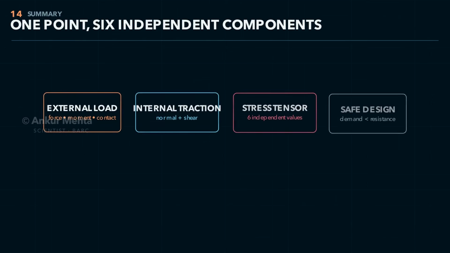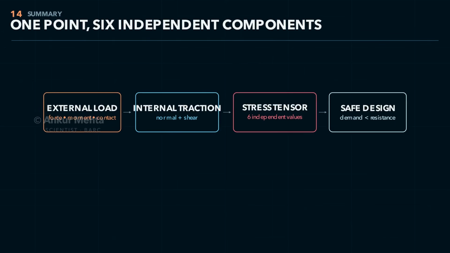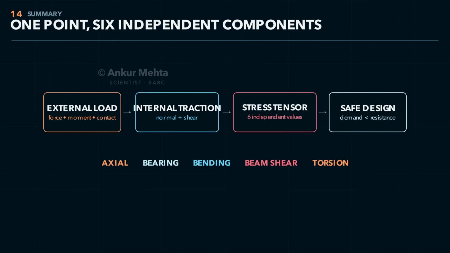We can now resolve the opening puzzle. External loads generate internal tractions across imagined cuts. Each traction separates into normal and shear components. 3 perpendicular planes initially produce 9 tensor entries, but complementary shear equality reduces them to 6 independent values. Axial loading, bearing, bending, transverse shear, and torsion are not separate definitions of stress. They are recognizable patterns within the same tensor description.